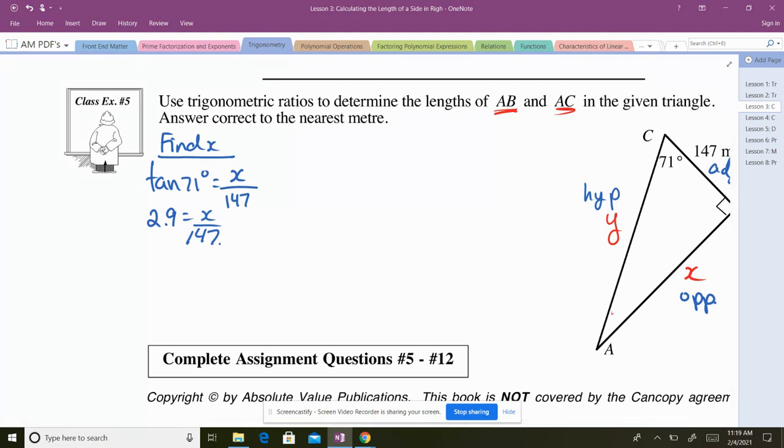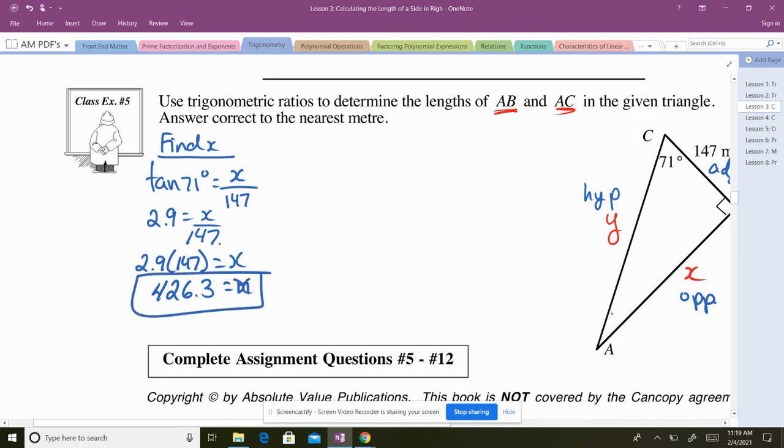Okay, 2.9 is equal to x over 147. How do I solve for x? 2.9 times 147, which tells me that x is 426.3. Okay, meters equals that. There we go. Now we found x. Congratulations. Now we're gonna find y.